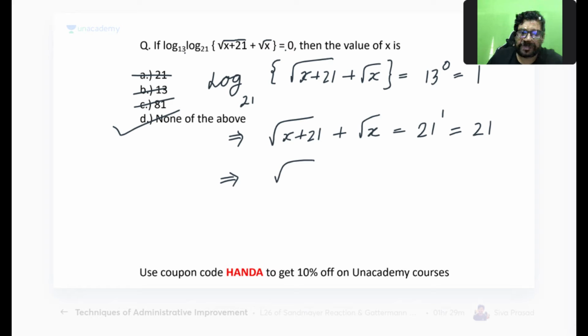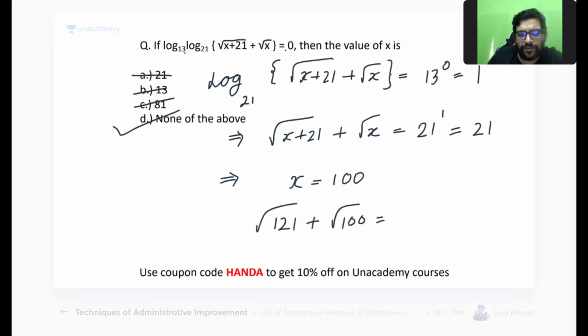So what can I try? Perfect square greater than 81. The next perfect square I can think of is 100. Does that work? Root of 121 plus root of 100. Root of 121 is 11 plus 10, which gives me 21 as the answer, or option D. Are you guys okay with this? Root of 121 and 100, which gives me 21 as the answer.